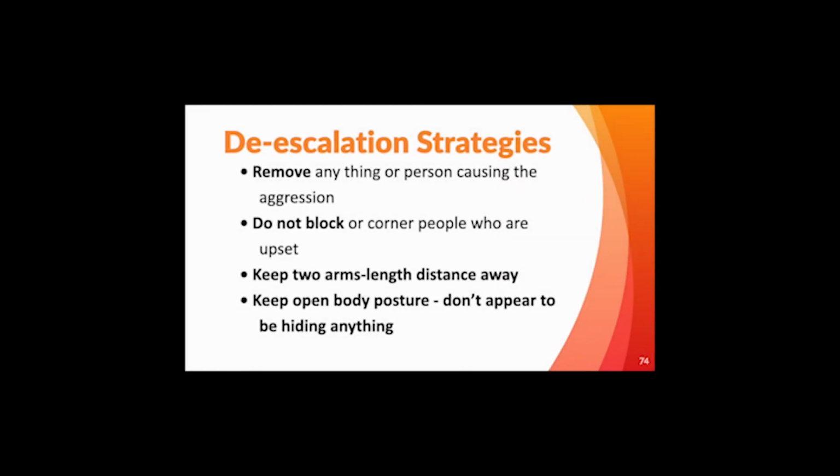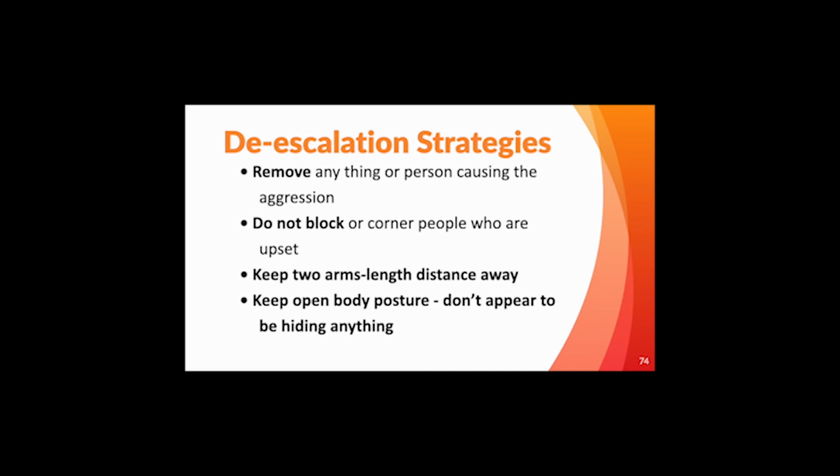Now we want to look at de-escalation strategies, and there's quite a few of these, but they're all very important. It's important, I think, to go over these again and again, and just to be really aware of what is the right sort of thing to do when a person is escalated or when they are starting to escalate. So remove anything or any person causing the aggression. If there is somebody causing the aggression, well, remove them so that can't continue.